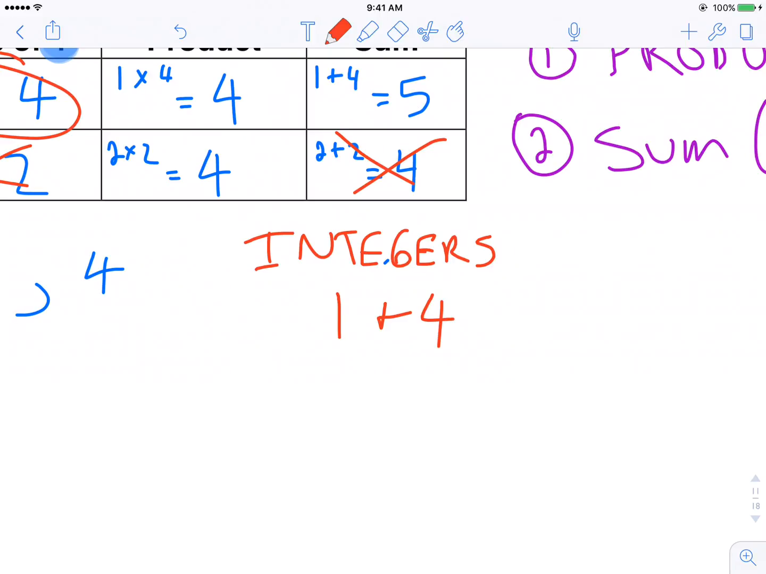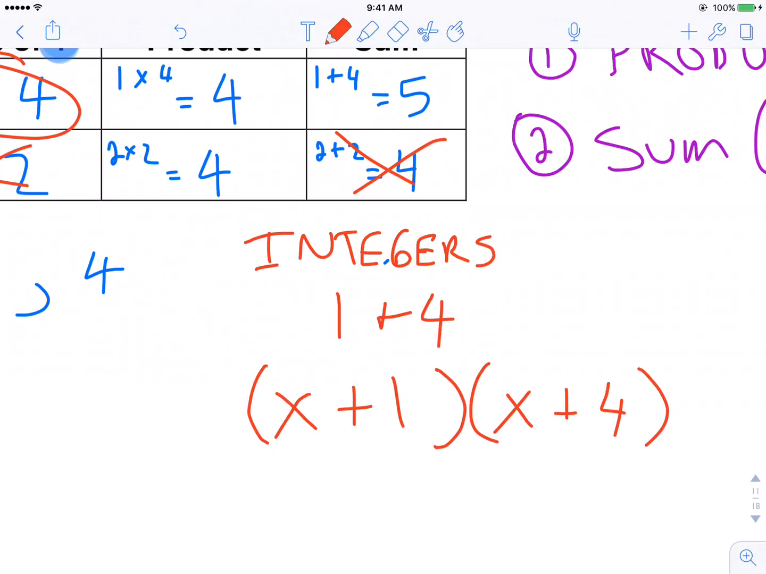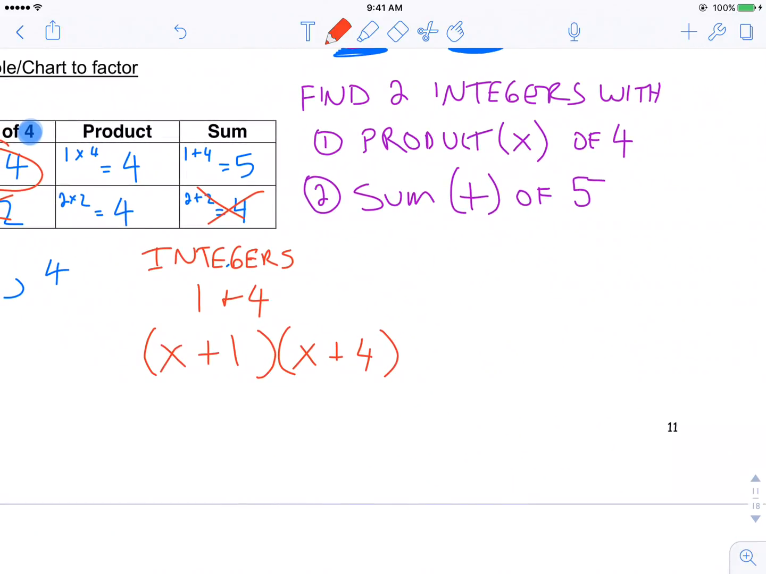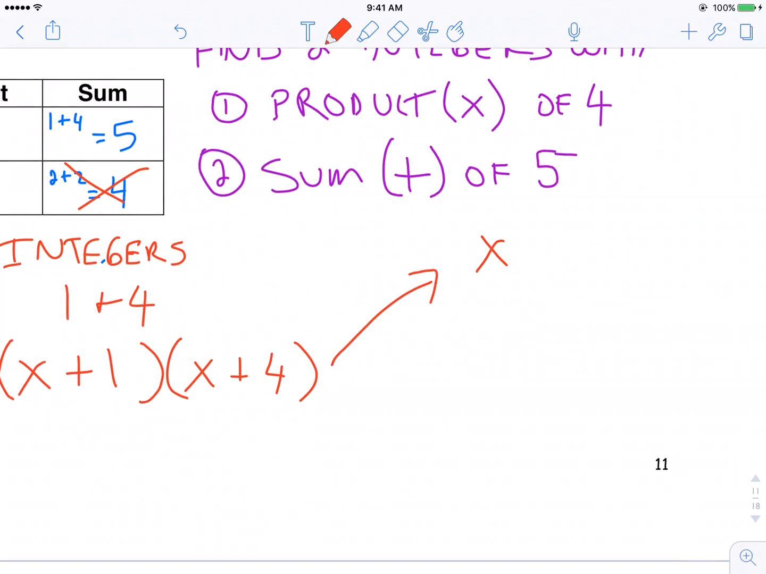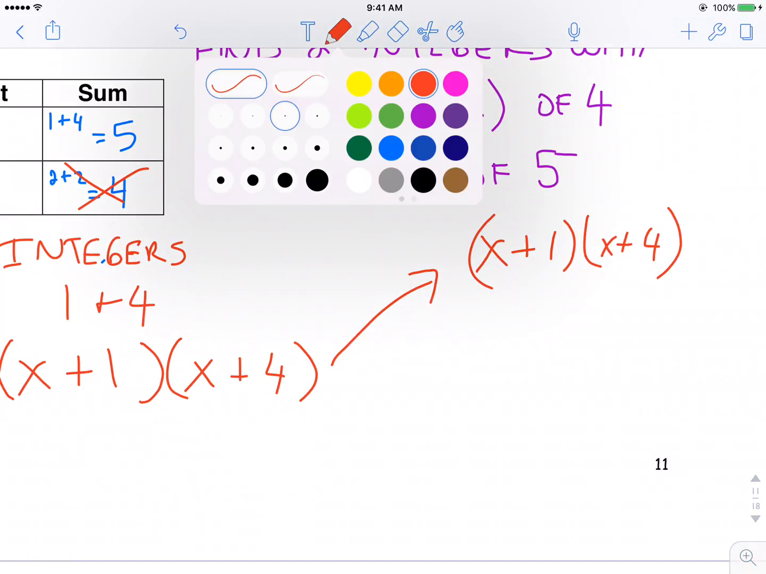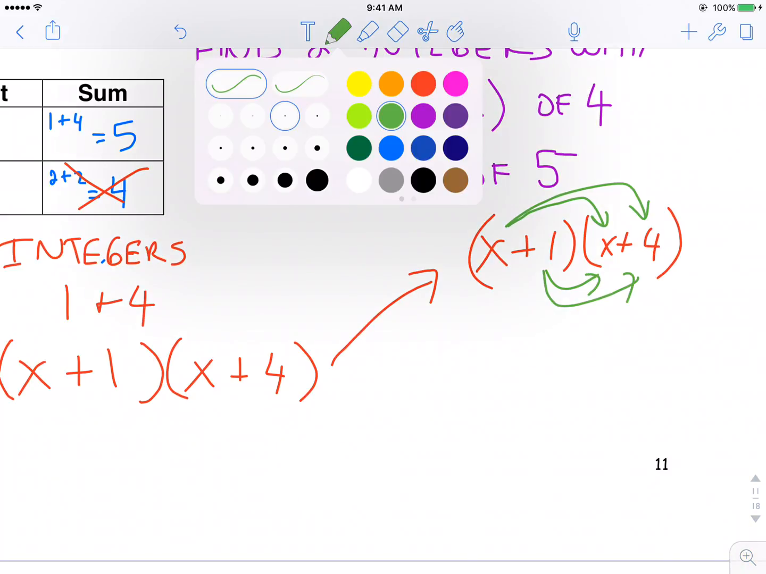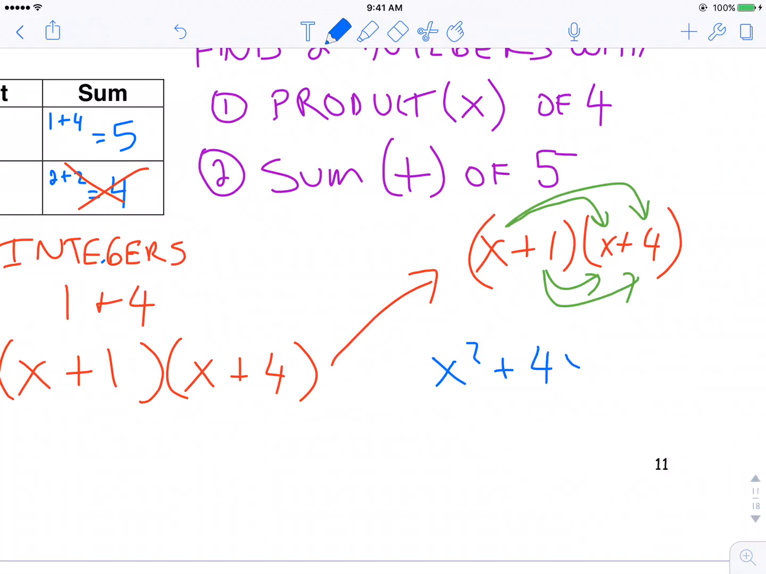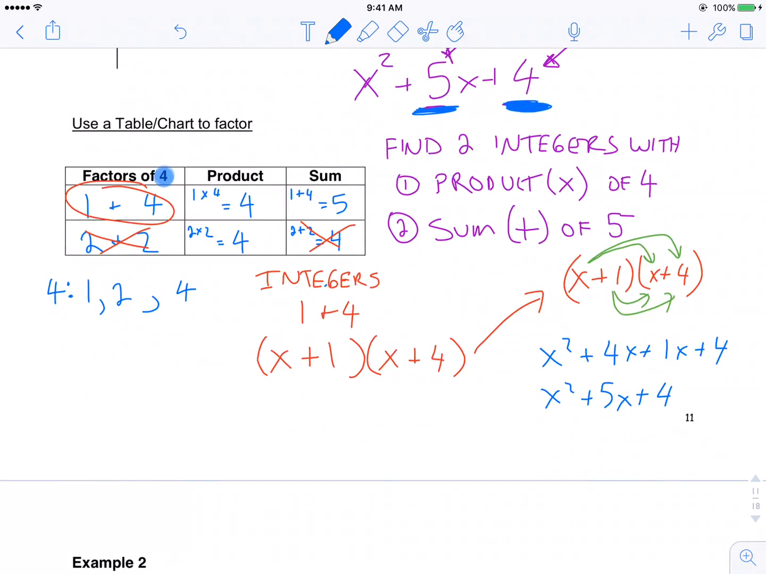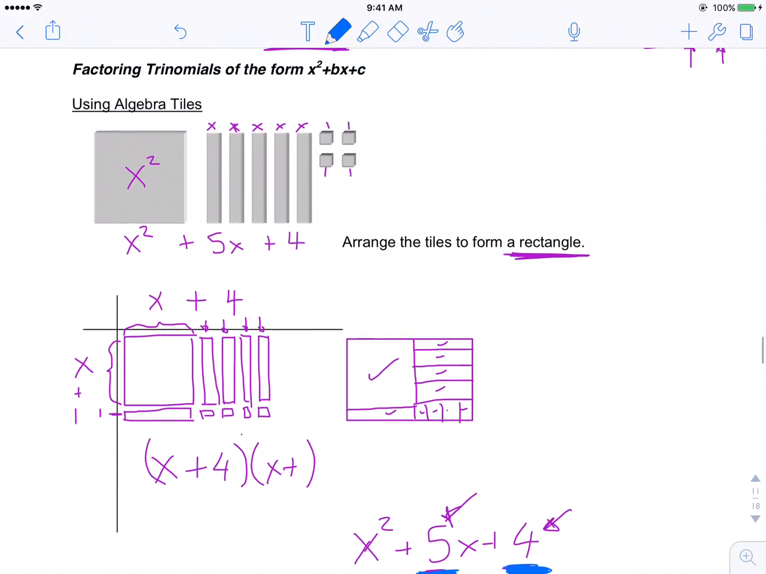Then I just simply write out my binomial brackets. In this case, x plus 1 and x plus 4. Now that I've factored that, a very quick check, and I would suggest doing this every now and then to make sure you're on the right track. x plus 1, x plus 4, because you've had lots of practice at it by now, you should be able to very quickly go x times x, x times 4, 1 times x, 1 times 4, expand this out to get x squared plus 4x plus 1x plus 4, or x squared plus 5x plus 4. Expand that out and simply check to make sure that that's where you needed to end up, which is what I started with.